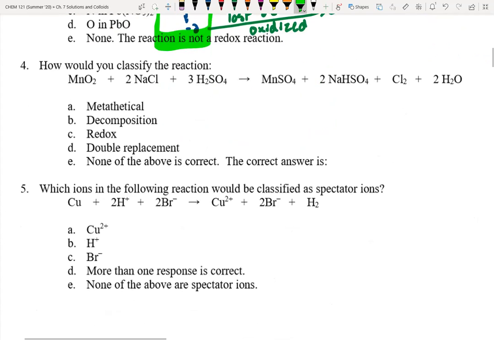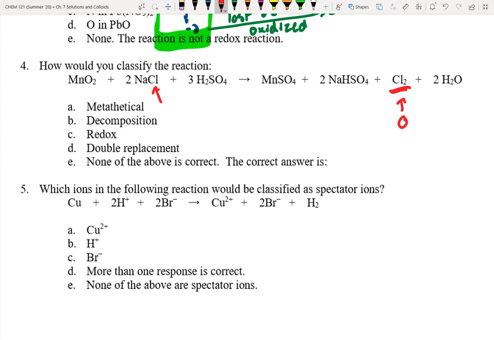Okay, next one, question 4. How would you classify this reaction? So this one, we've got a bunch of things going on here, but I'll show you a hint. Anytime you see an element by itself on one side, like chlorine here, where it was a part of a compound on the other side, what do you think that tells you? I don't know. It must be a redox, right? Because this is always going to be 0 when it's by itself.